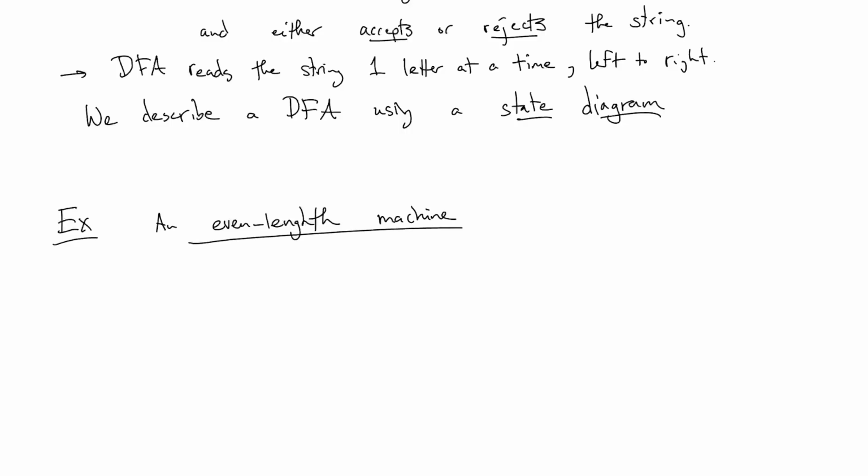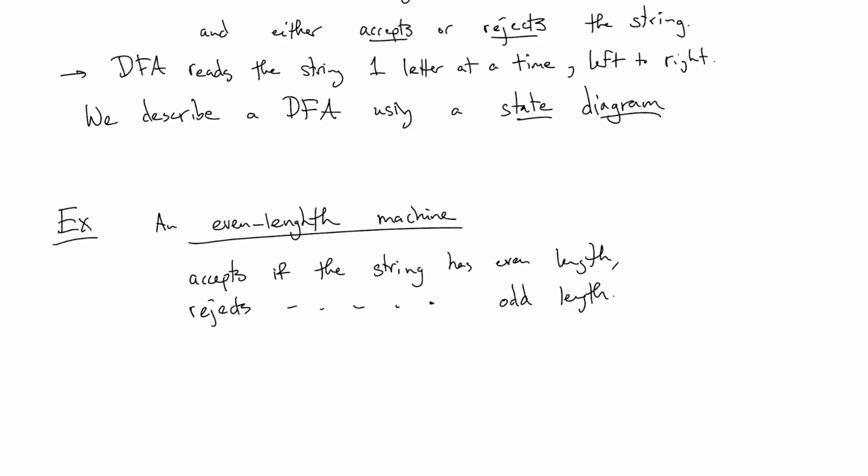The idea is this machine is going to read a string, and then it will accept the string. It accepts if the string has even length, and it rejects if the string has odd length. All right? This is the idea. This is what I want it to do.